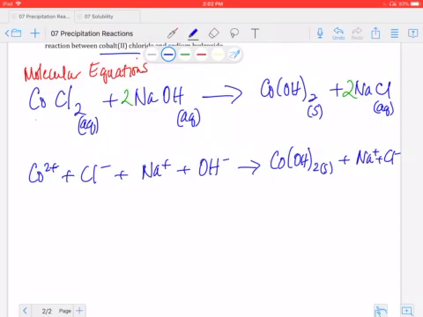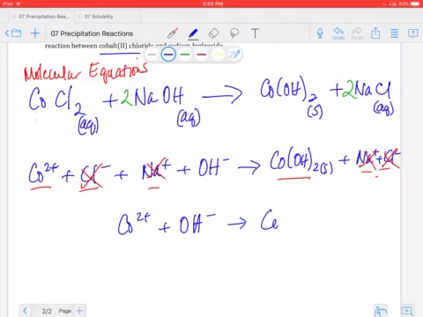The purpose of that complete ionic equation is to cross out anything that I have on both sides, any of those spectator ions. So I'm going to check my cobalt. I can't get rid of that because I don't have it in the same form on both sides. Check my chloride. I can get rid of that. Sodium also, I can get rid of that one. And then we have hydroxide. Then whatever we have left is what we have for our net ionic equation.